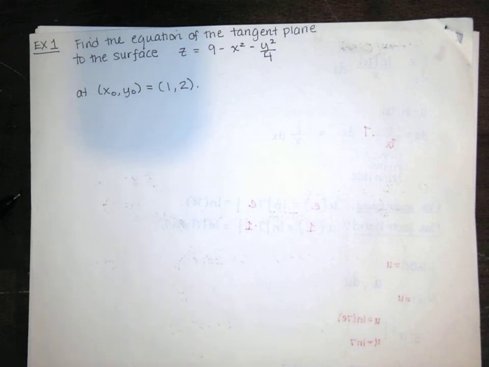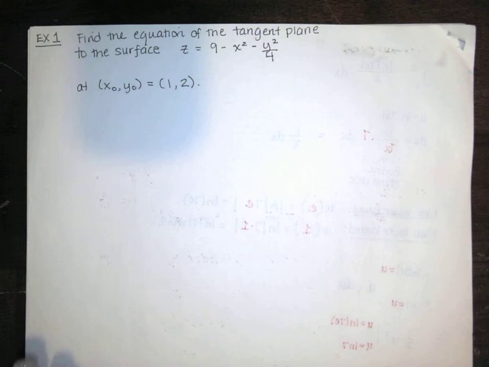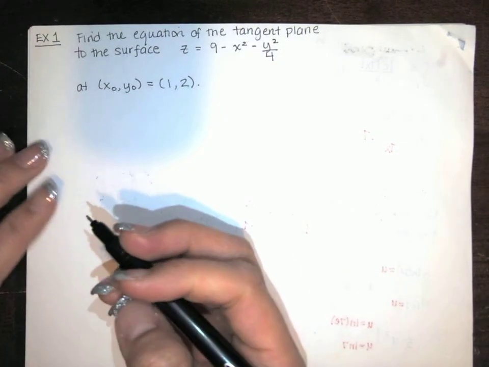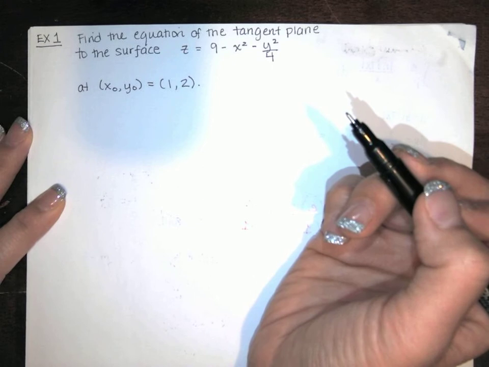So z equals 9 minus x squared minus y squared over 4. We want to find the equation of the tangent plane at the point x naught, y naught equals 1, 2. I'm saying everything just a little bit backwards today. Sorry about that, guys. All right, so let's think about what that surface looks like.